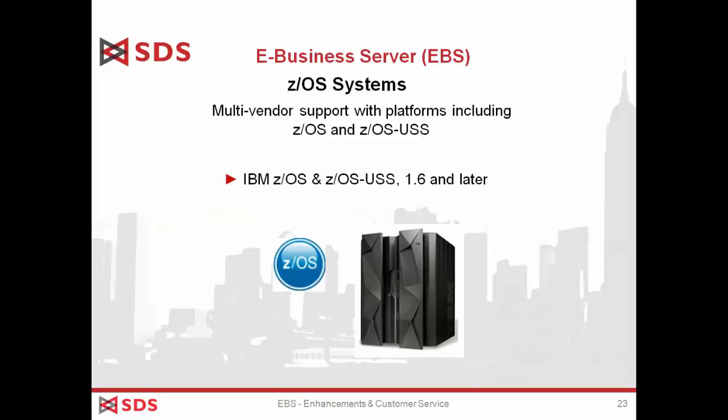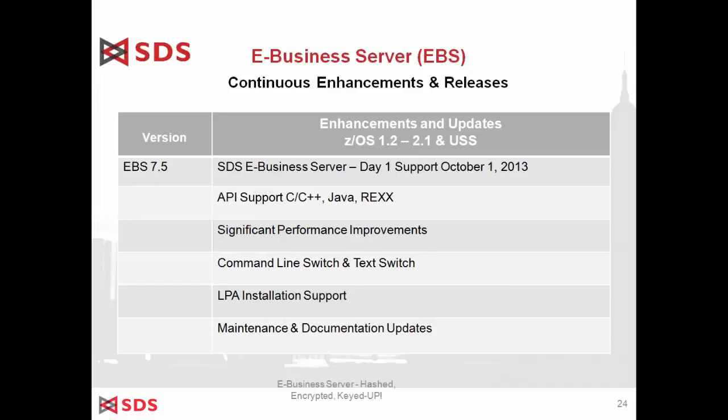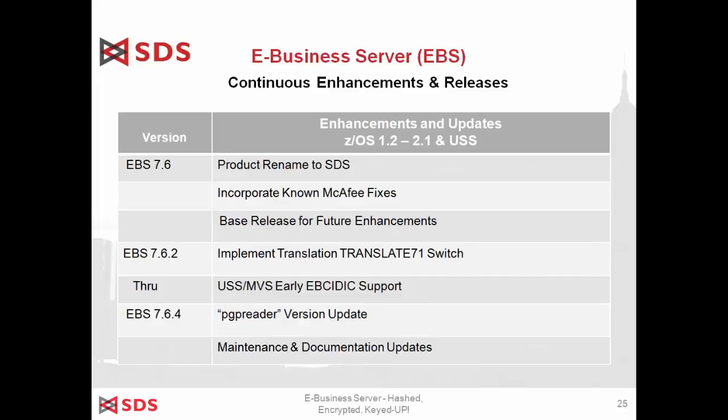Multi-vendor support for eBusiness Server also includes z/OS and z/OS USS 1.6 and later. Day one support on October 1st for z/OS was version 7.5. We quickly provided necessary support for API languages C, C++, Java, and REXX. We included performance improvements along with link pack area installation support. Our 7.6 release provided identification of Software Diversified Services and the product renaming. We incorporated known McAfee fixes and consider this our base release for future enhancements.